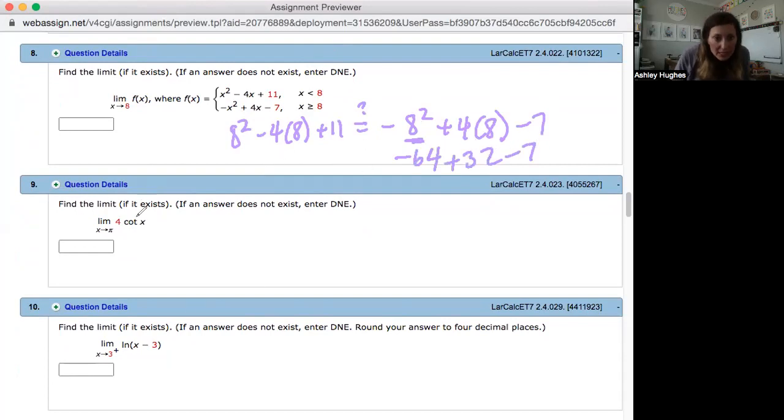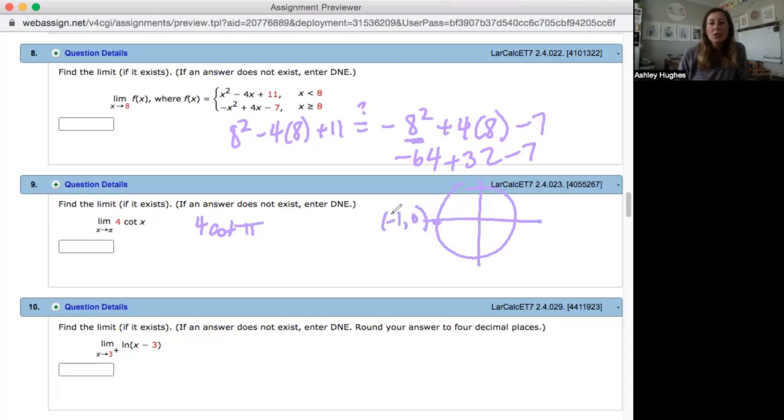Find the limit if it exists for cotangent of pi. Okay, let's talk about cotangent. Pi is over here, -1, 0. Cotangent is x over y, so it'd be -1 over 0, which doesn't exist. Again, a number over 0 is no. So we're going to write DNE.